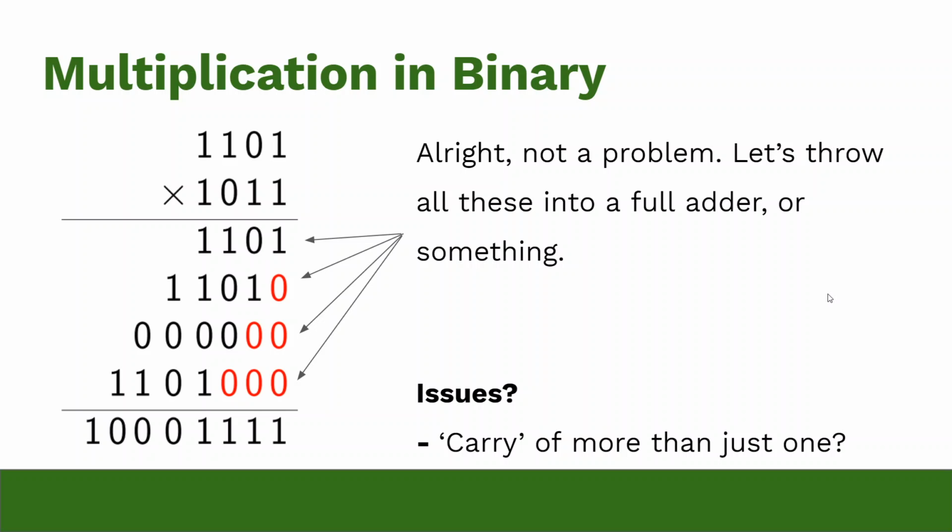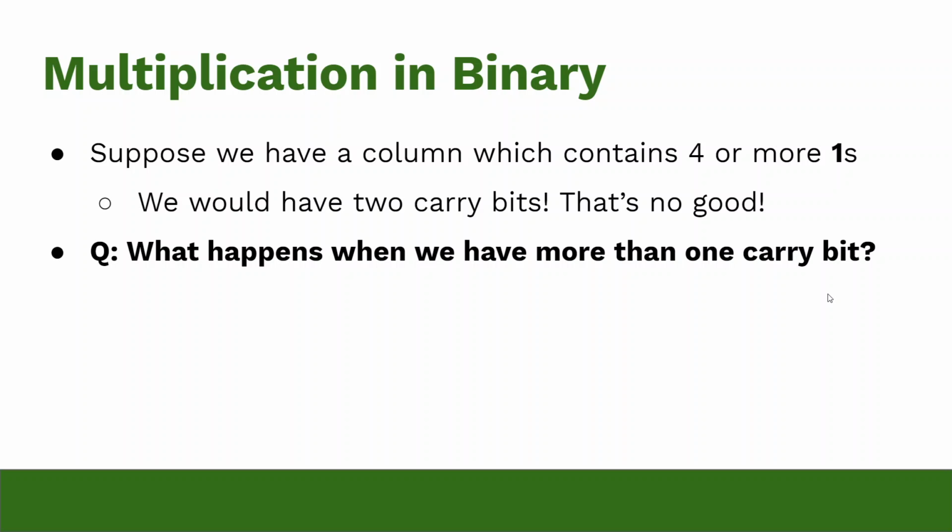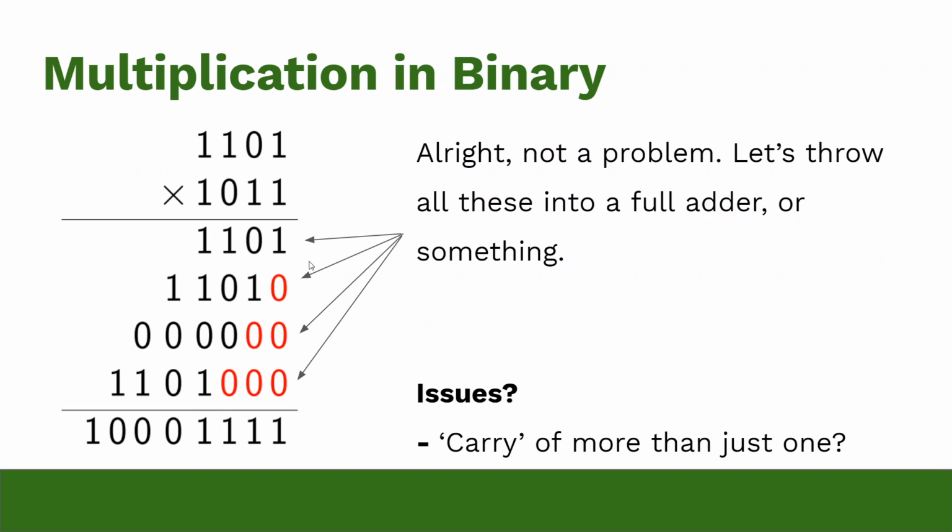The solution here is, just like Paras said, to rectify the example that he made: suppose we have a column which contains 4 or more 1s. We would have 2 carry bits, right? Imagine if we had one of these columns here, we had 4 1s. That's totally viable. That could totally happen, right? An example of where that would happen is if we had 1 1 1 1 times 1 1 1 1. That's valid. We would get something like that, right? So it becomes apparent to us that doing all of this addition together in one go might not be the most feasible way to deal with this problem, which is where the sequentiality comes in, right?